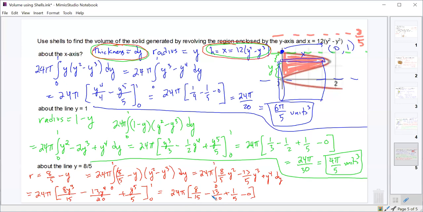And the common denominator there would be 60. So that'd be 32/60 minus 39/60. That's negative 7/60. And then negative 7/60 plus 12/60, that'd be 5/60. And 5 over 60 is 1 over 12. So we get 24 pi over 12, which is 2 pi units cubed.